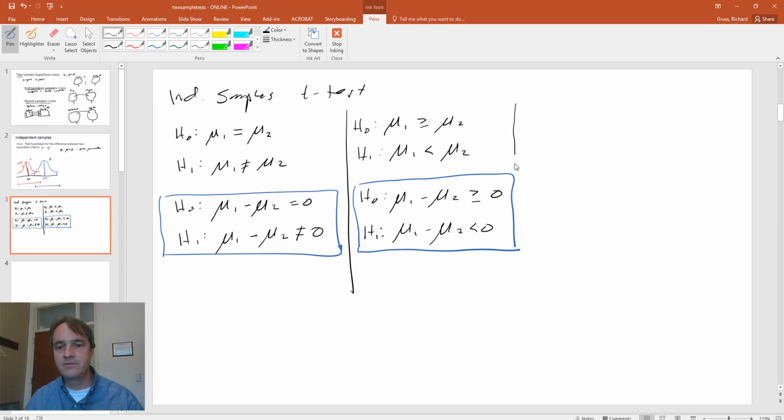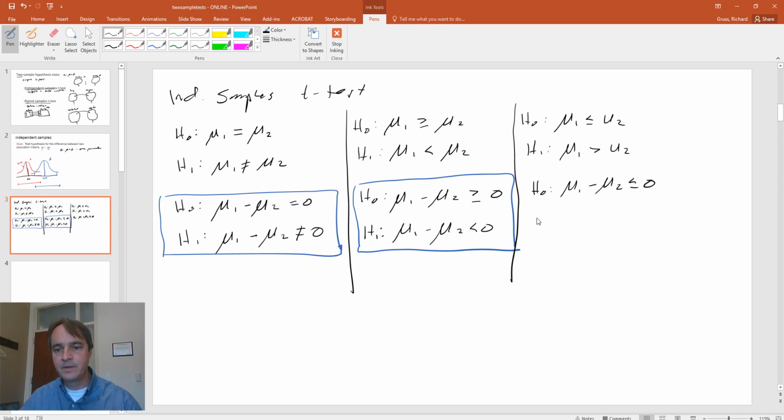Okay, let's go over the third case then. It's going to be very similar to this one, but might as well do it for completion. Okay, so if we think that the direction is going the other way, that is, if we think mu1 is less than or equal to mu2, making our alternative hypothesis that mu1 is the opposite of that, greater than mu2. Okay, we do subtract mu2 from each side again. Mu1 minus mu2 less than or equal to 0. And the alternative, mu1 greater than mu2, mu1 minus mu2 is greater than 0.